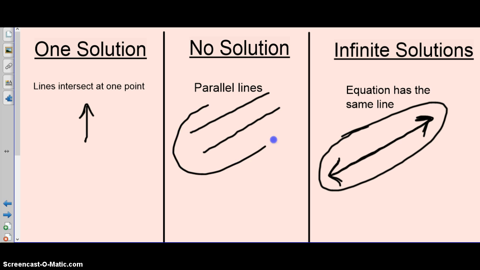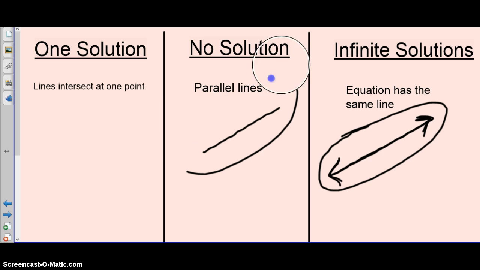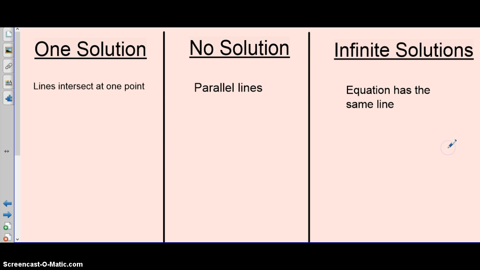And in this case, or is part of the solution set, and in this case, parallel lines, they never cross. They have nothing in common. They have no numbers that would match, and therefore they don't have any solutions.